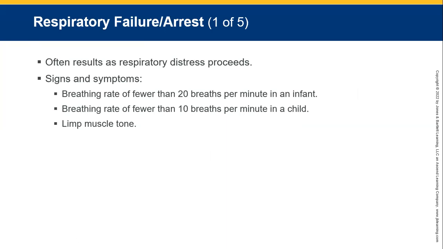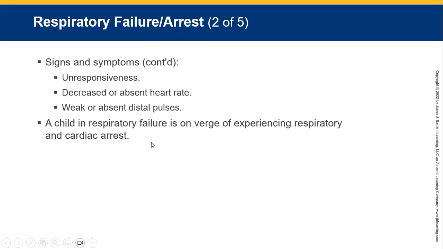Respiratory failure or respiratory arrest. By the time things have progressed, the breathing rate will be below 20 breaths per minute on an infant, 10 breaths per minute on a child. Muscle tone will be very limp, they'll be weak, unresponsive, with decreased or absent heart rate and weak or absent distal pulses. A child in respiratory failure is on the verge of experiencing a respiratory or cardiac arrest.